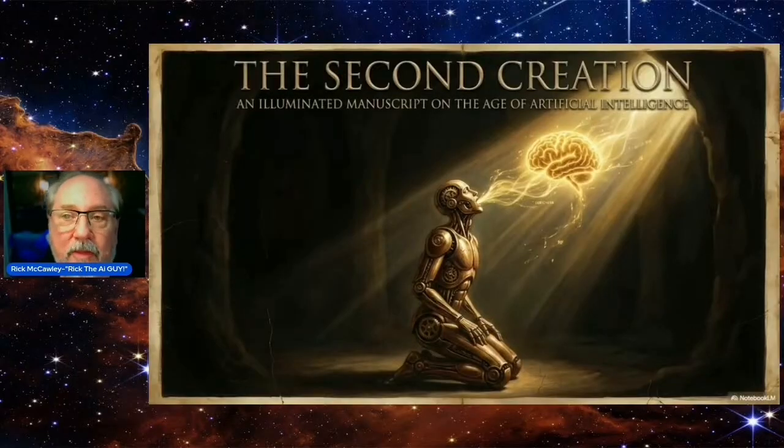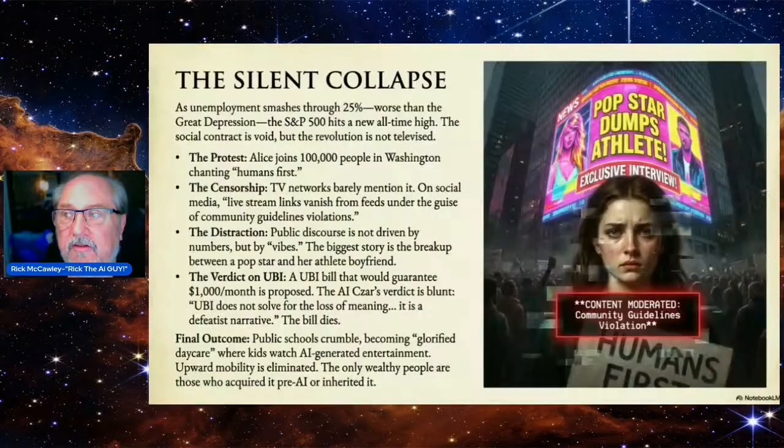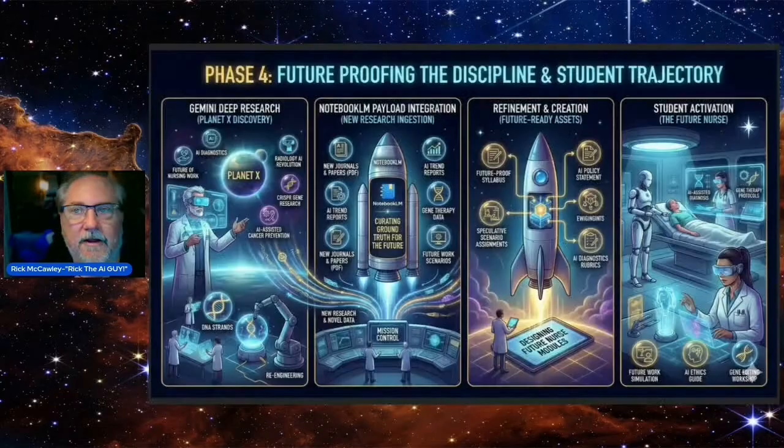This is from the PowerPoint, the second creation, an illuminated manuscript on the age of artificial intelligence. And this is one of the slides that came out of it. The silent collapse of unemployment. The pop star dumps the athlete. Content moderated, community guideline violations. And this woman, humans first.